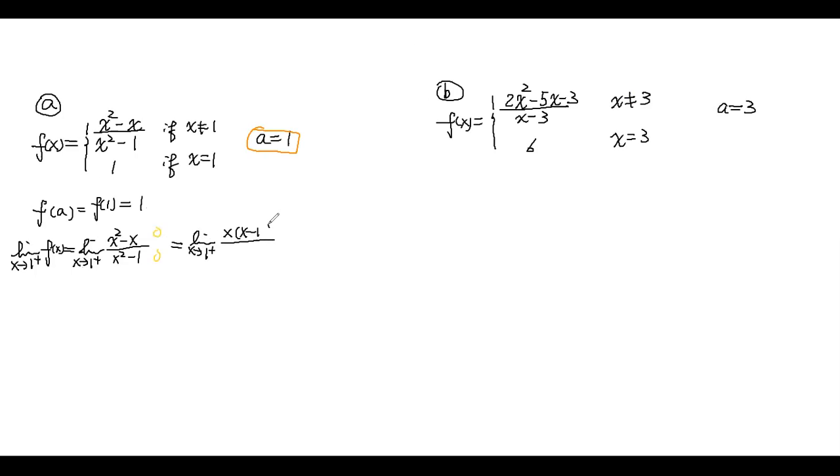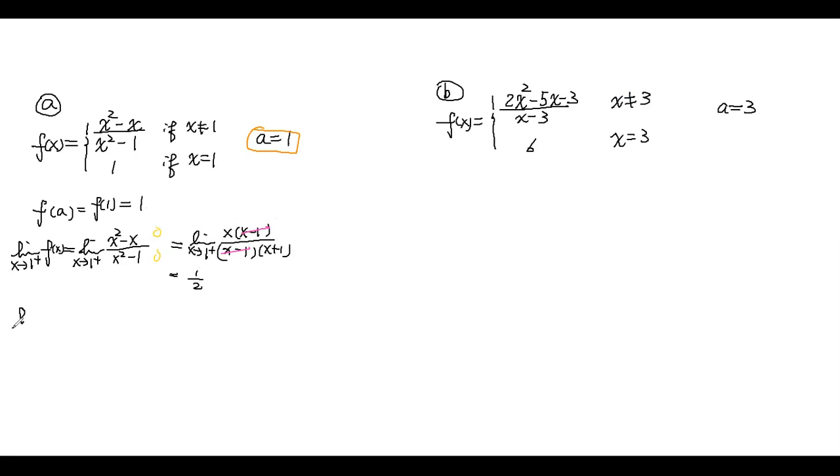This is x minus 1. So this one is x minus 1, x plus 1, that's right? Okay, so now you can cancel x minus 1, x minus 1. So what is this limit here? This limit is 1/2 when x approaches 1 from the right-hand side.